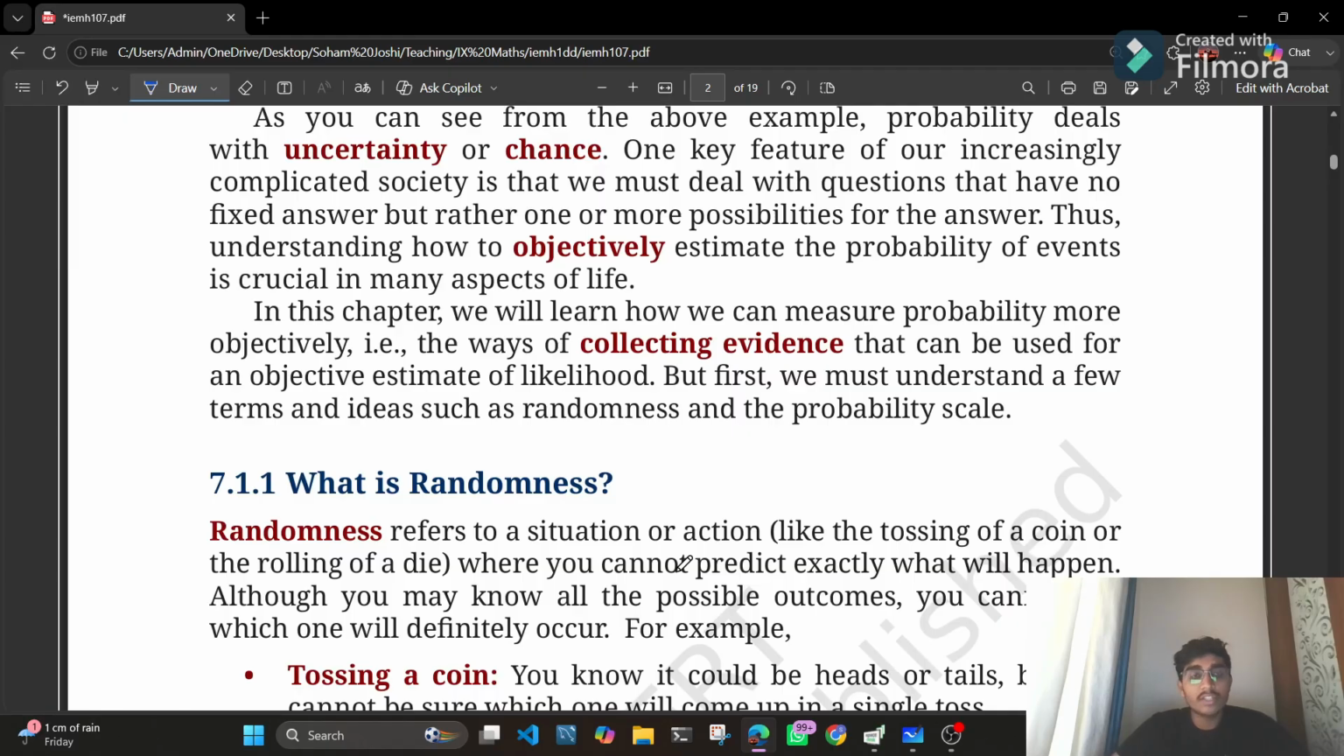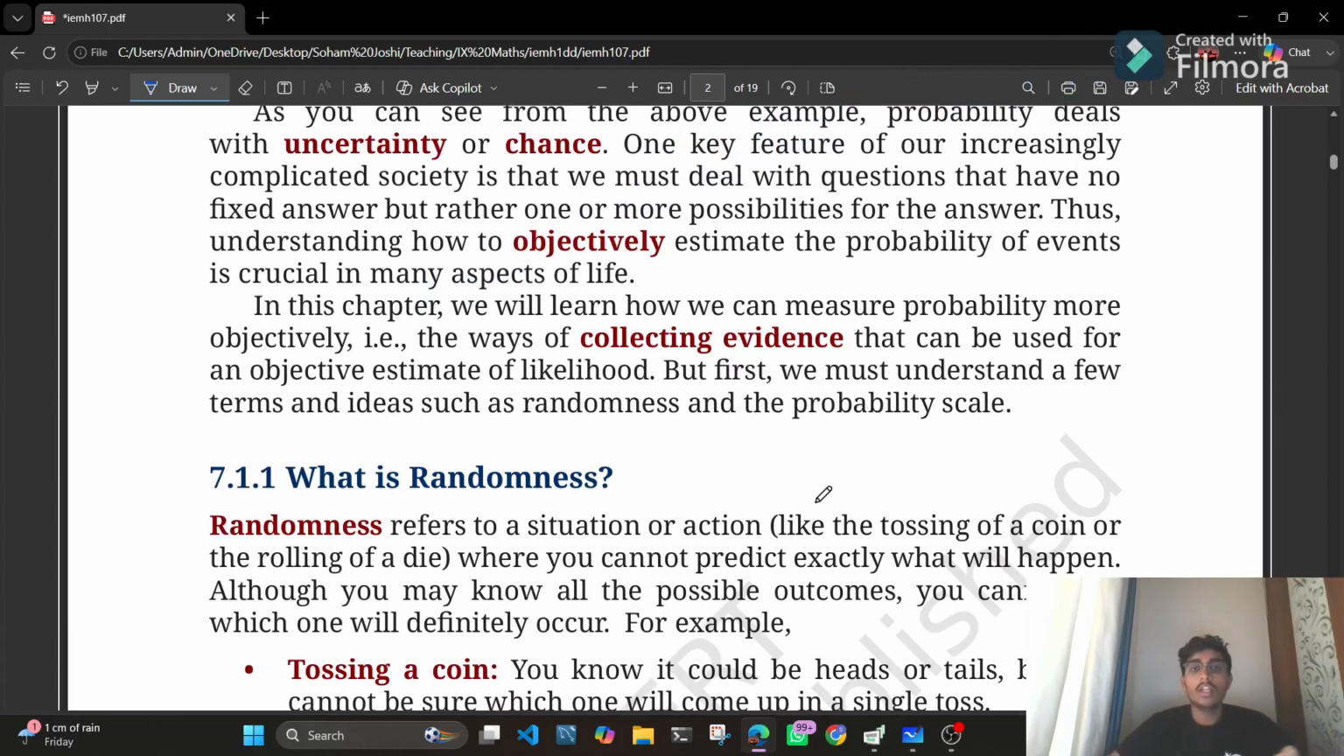So from this we can also say that probability deals with uncertainty or chance, right? Because all these things are very uncertain in nature. You cannot predict accurately what is going to happen. Okay, cool. So understanding how to objectively estimate the probability of events is crucial in many aspects of life.